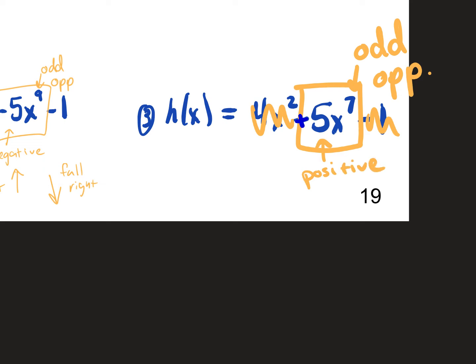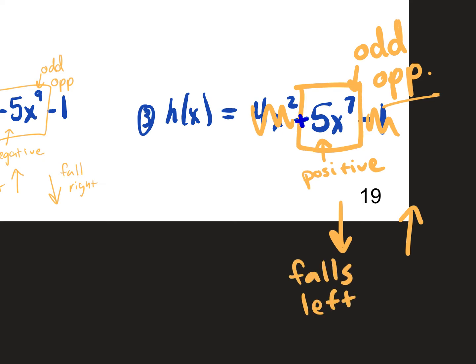So what's my right arrow going to do? Right arrow goes up. What does my left arrow do? Goes down, because they go in opposite directions. So it falls to the left and rises right.